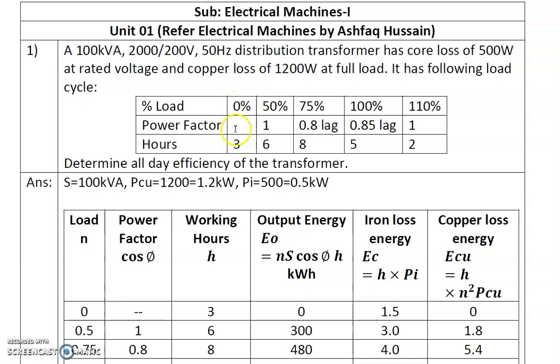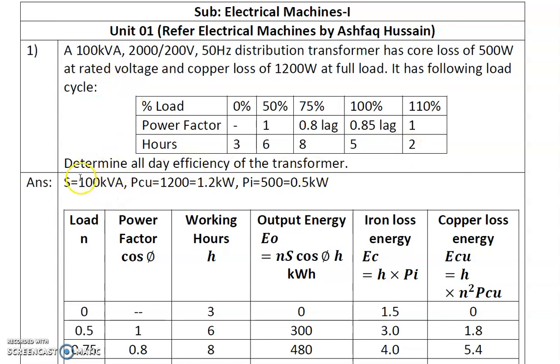0% load, no need of power factor as there is no load, so 3 hours for no load. 50% load, power factor is unity, 6 hours. 75% load, 0.8 lagging power factor, 8 hours. 100% loading, 0.85 power factor lagging, 5 hours. 110% load, that is overload, power factor is unity, and hours are 2.